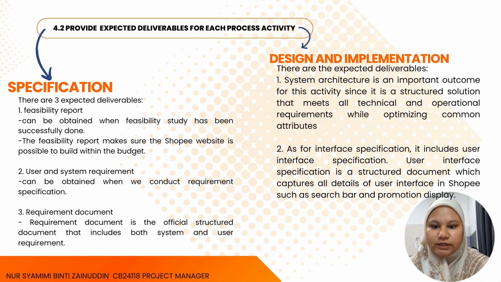The first one is specification. There are 3. The first one is feasibility report. It can be obtained when the feasibility study has been successfully done. It makes sure the Shopee website is possible to build within the budget.